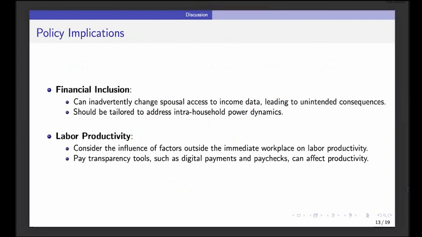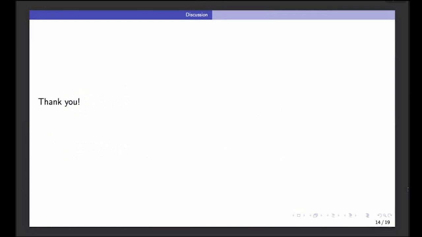Lastly, we'll just conclude with the potential policy implications this research speaks to. One would be financial inclusion policies. When people are being banked, their income information may become more available to their spouse. That could inadvertently have some unintended consequences. Similarly, for labor productivity policies, this paper speaks to the fact that there are avenues outside the factory floor that might be affecting labor supply decisions. So that could be one thing to consider in these policies. Okay, that's it.